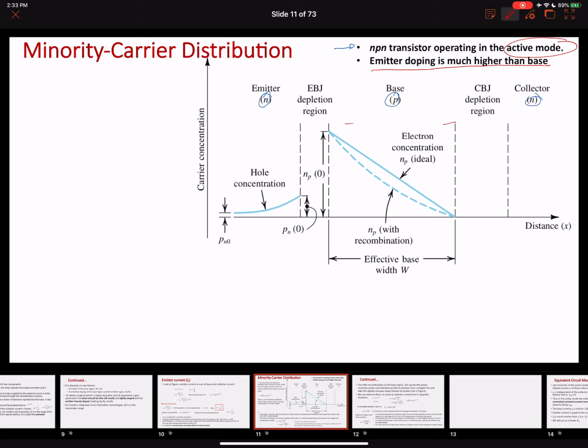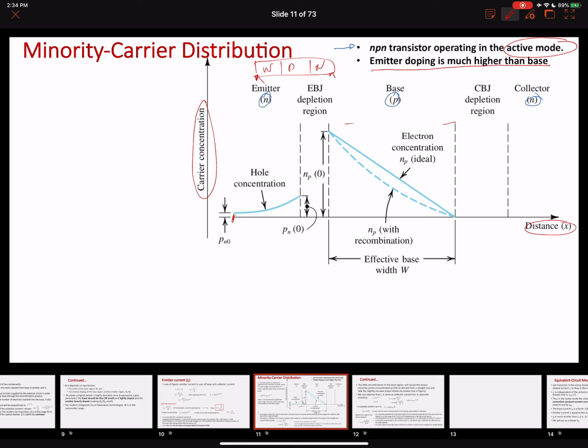Okay, so let's look at that in more detail. The first thing is, on the y-axis we have the concentration of the charge carriers. On the x-axis we have distance, right? So we are starting from the emitter region. If I draw this, we have an NPN. So we are starting from this point to this point, and we're going to look at the charge distribution profile over here.